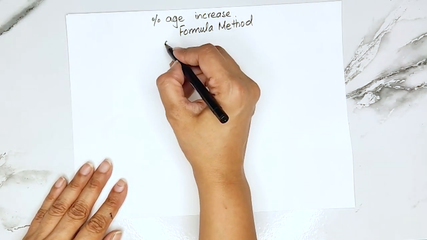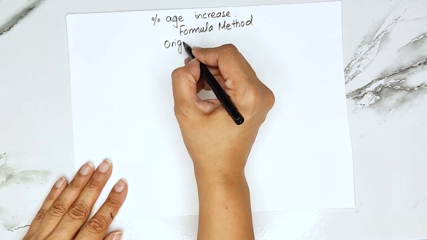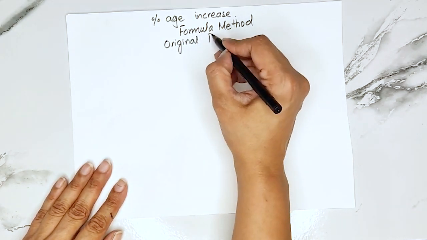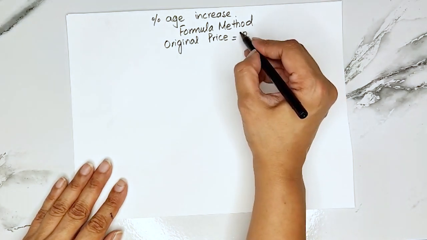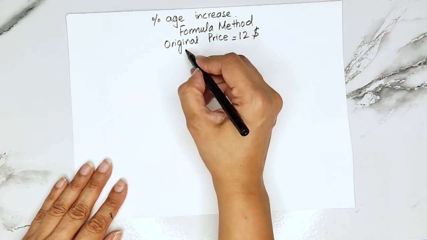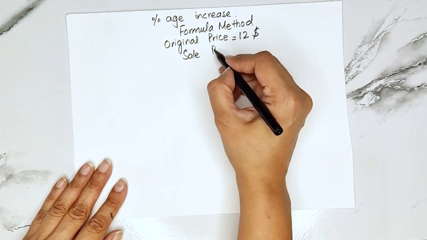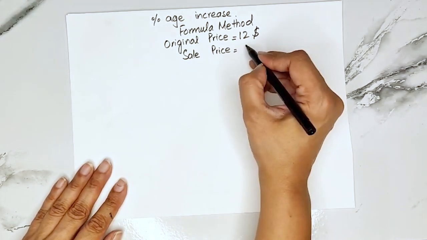Let's suppose there is an item. The original price of that item is $12 and the sale price is $20.